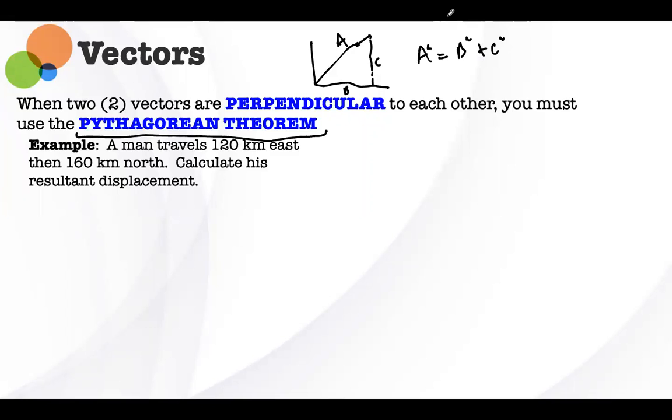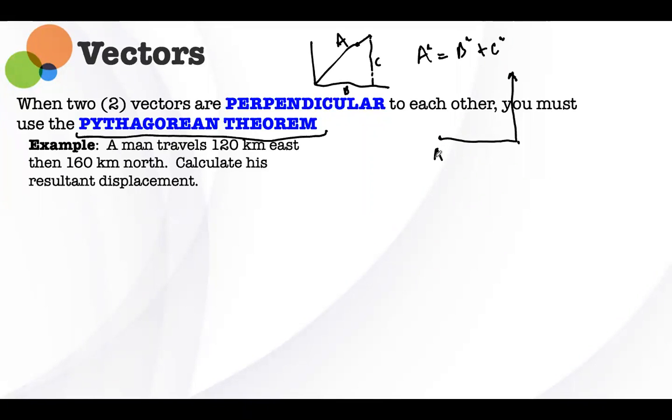So for example, a man travels 120 kilometers east, just bear with me for a second, then 160 kilometers north. Calculate his resultant displacement. So first he goes east, then he goes north. So he starts at this point, he goes east, then he goes north, essentially. So what would be the displacement?